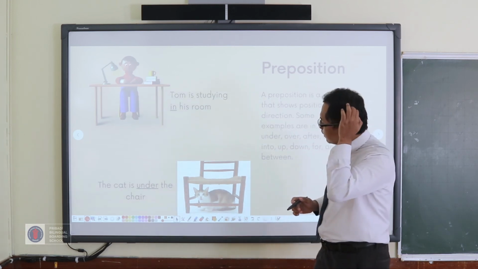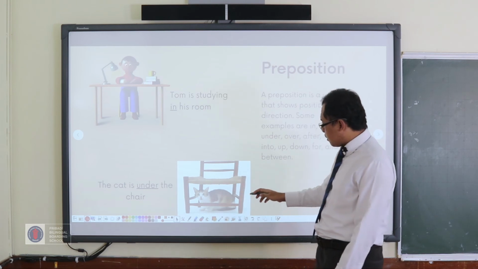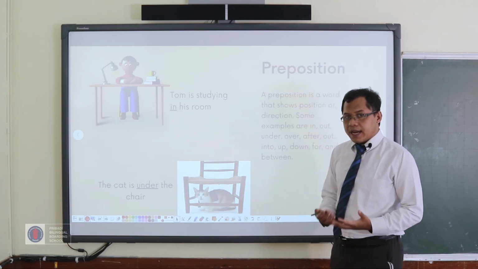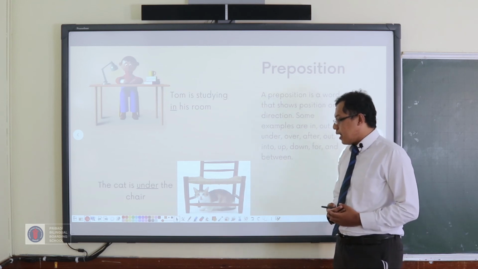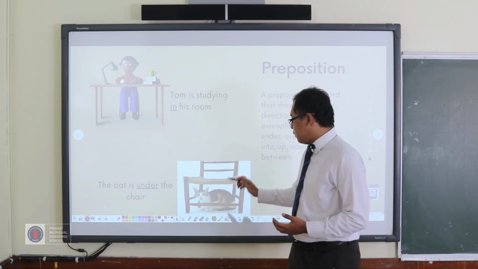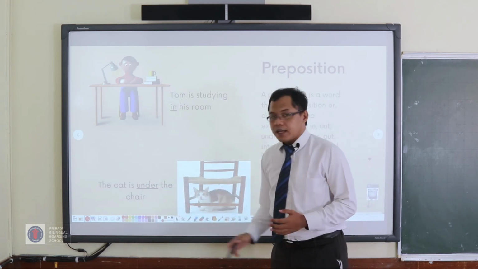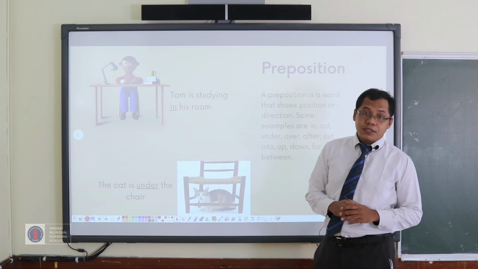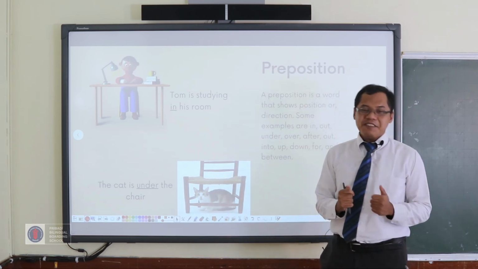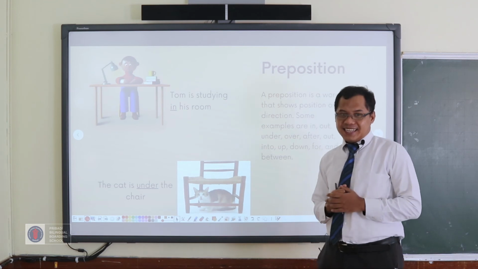Yeah? And then the next one, take a look at the picture of this cat. Can you tell me where the cat is? Yeah, the cat is under the chair. So, under the chair. The word under shows position. Yeah, it shows where the cat is. Okay? It's easy, isn't it?